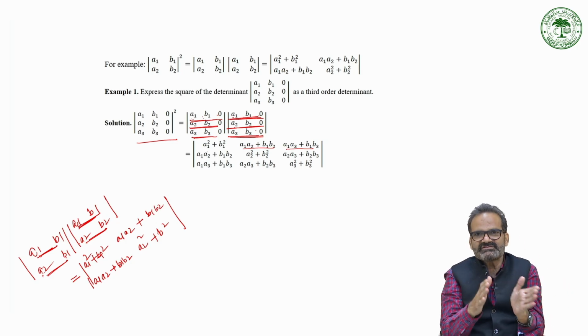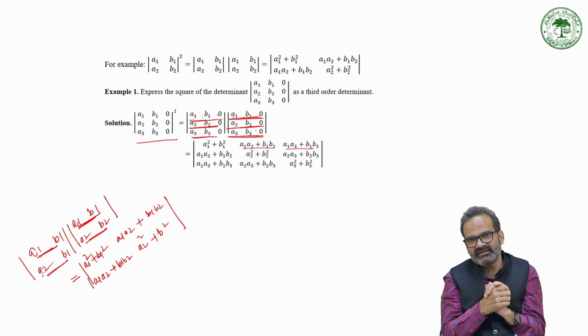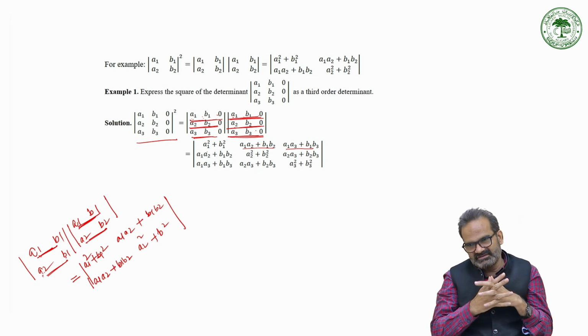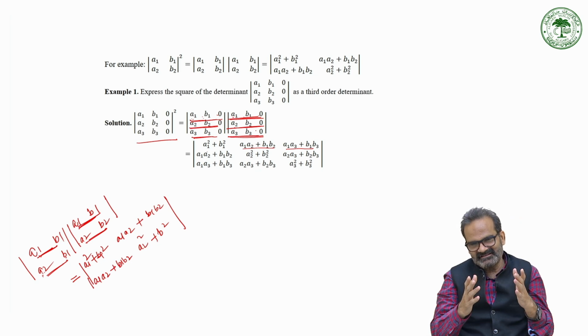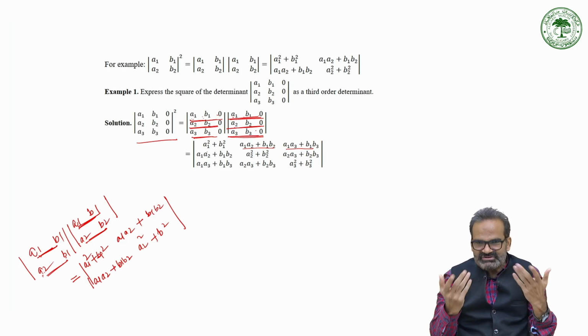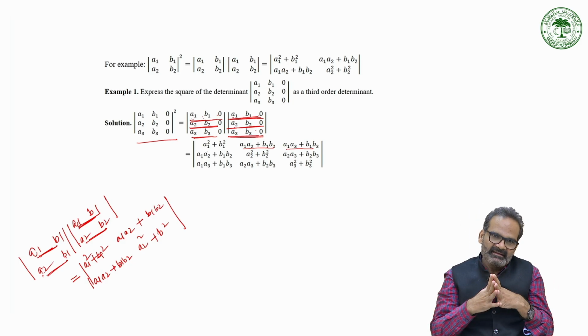Rows of the first should be multiplied with the rows of the second. So students, it's all about the determinant: their expansion, their definition, their properties, their questions, and then finally their product. This is all I wanted to explain in this session.